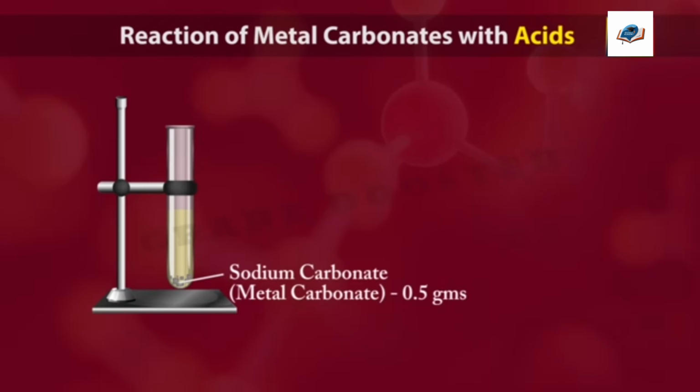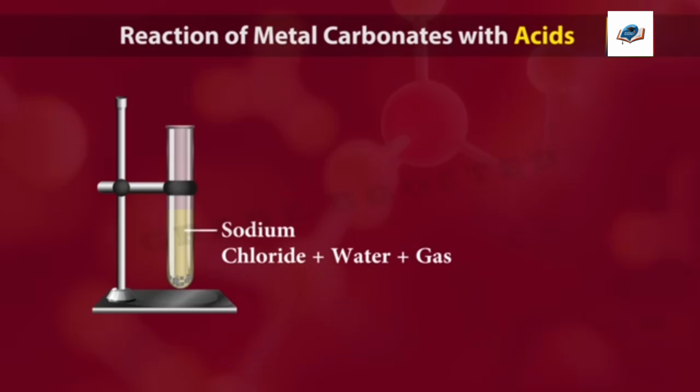Take 0.5 grams of metal carbonate like sodium carbonate and add 2 ml of dilute HCl. Now the reaction takes place and it forms a salt. What salt is formed? Sodium chloride and water and a gas. These three things are formed.